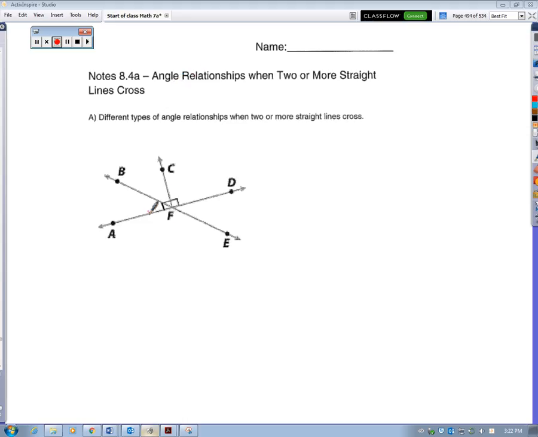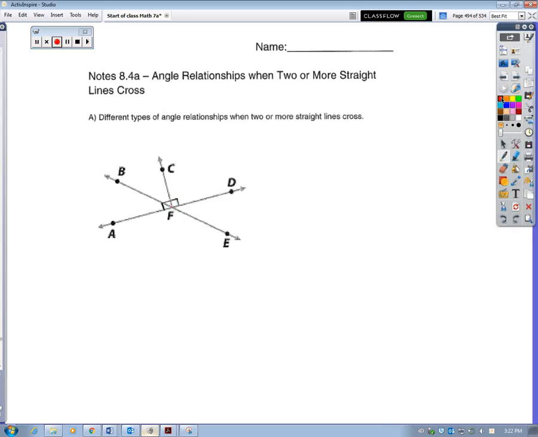Kind of like this figure here. We have two lines crossing and then a third line crossing and kind of hitting here in the center. And when that happens, we have some different angle relationships that we're going to talk about and learn about. So first let's take a look at what's going on here.